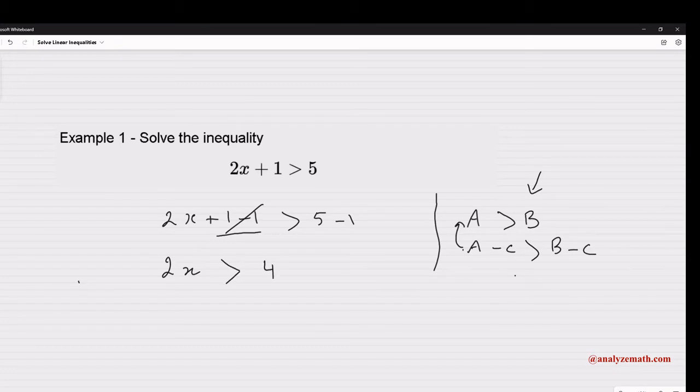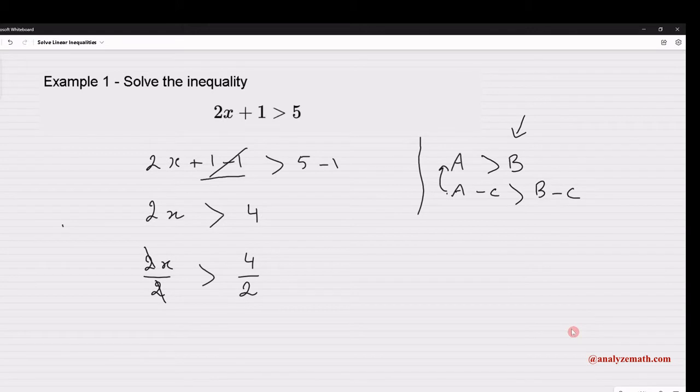Now, I still need the x. I have 2x. So to go from 2x into x, we divide by 2. Why? Because 2 divided by 2 gives me 1. Now, if you divide on one side, you divide the second side as well. And you obtain a new inequality here that is equivalent to this one, which is also equivalent to this one.